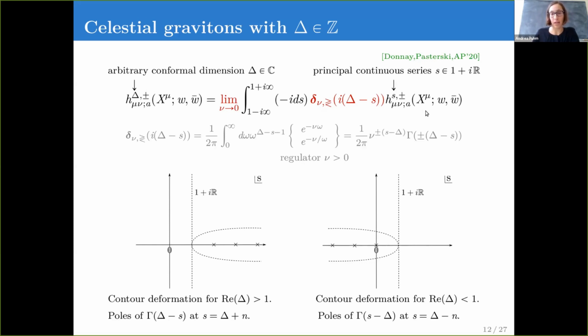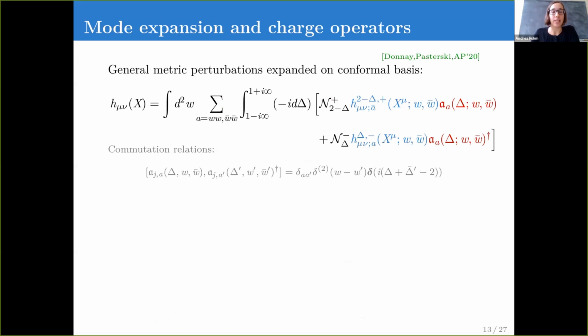Okay, with that understood, it is now natural to expand a general metric perturbation H in this conformal basis purely in terms of principal series wave functions. So these are given in blue here. In red are the creation and annihilation operators, and these curly N's here are normalization factors that give us the canonical commutation relations for A and A dagger.